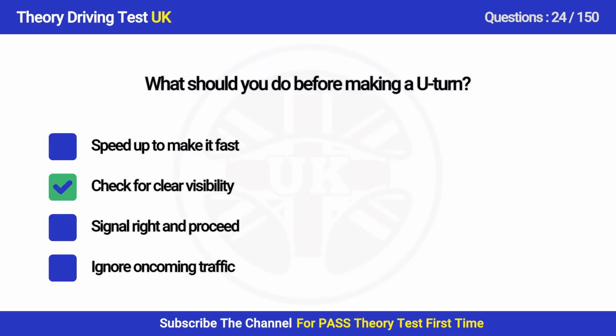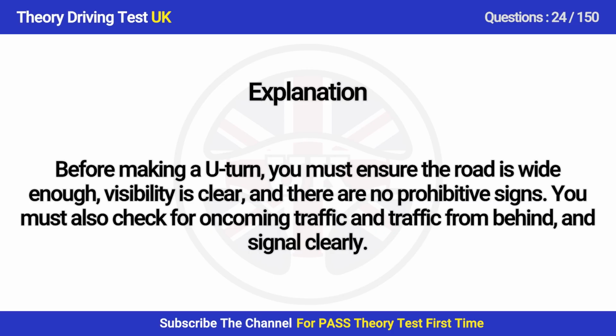Answer is B. Check for clear visibility. Before making a U-turn, you must ensure the road is wide enough, visibility is clear, and there are no prohibitive signs. You must also check for oncoming traffic and traffic from behind, and signal clearly.